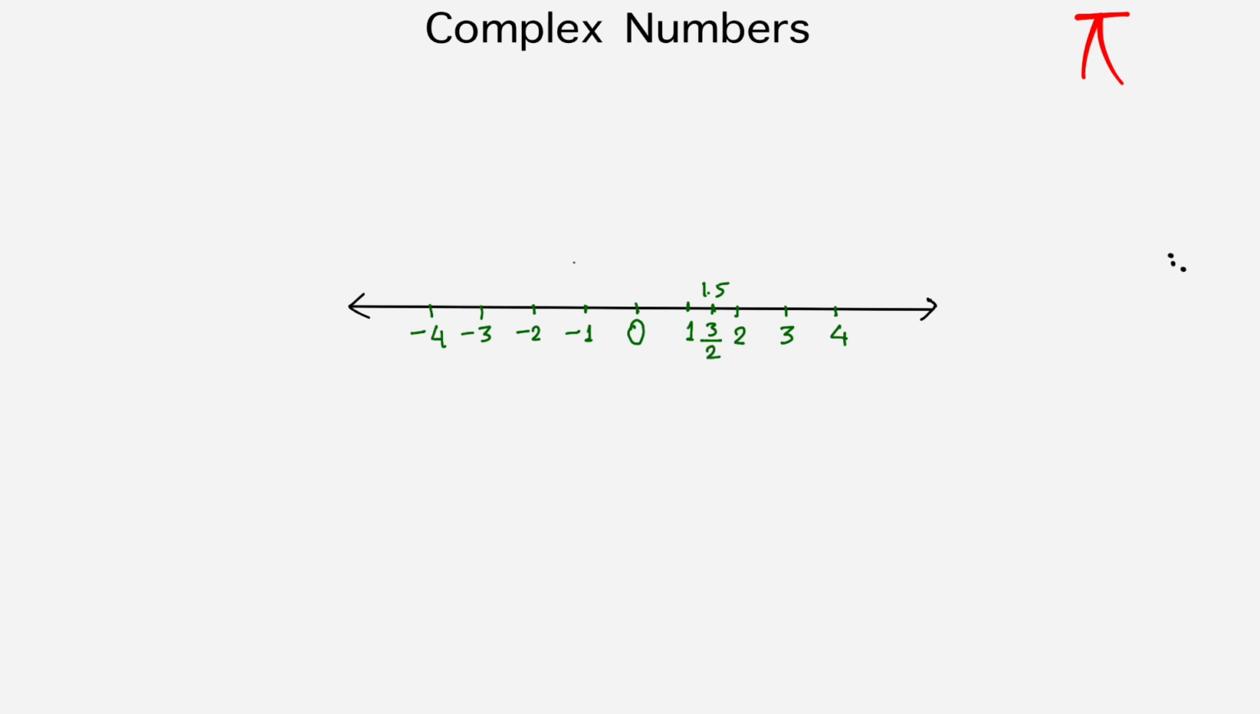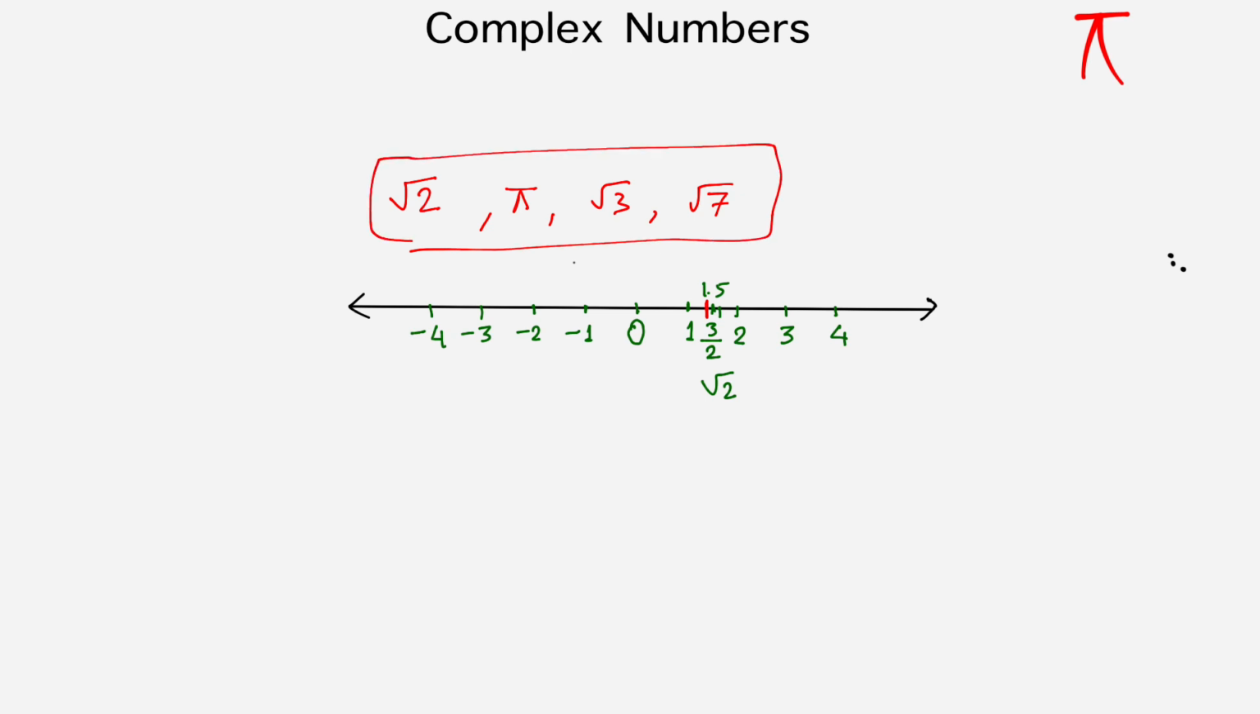And there are other kinds of values, something like root 2, which has the value approximately equal to 1.41. But that is not the exact value, that is the approximate value. So numbers like root 2, pi, root 3, root 7, these numbers are irrational numbers.